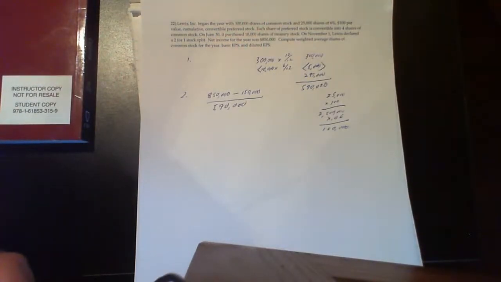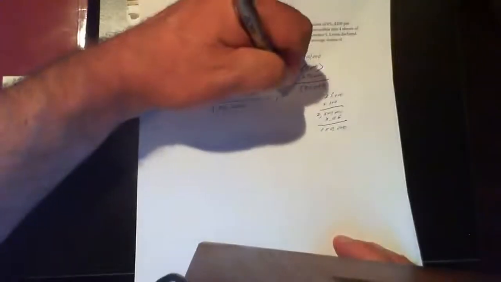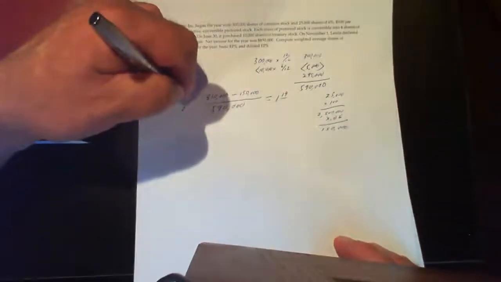$700,000 divided by 590,000 shares, gives us $1.19. And that is our basic earnings per share.